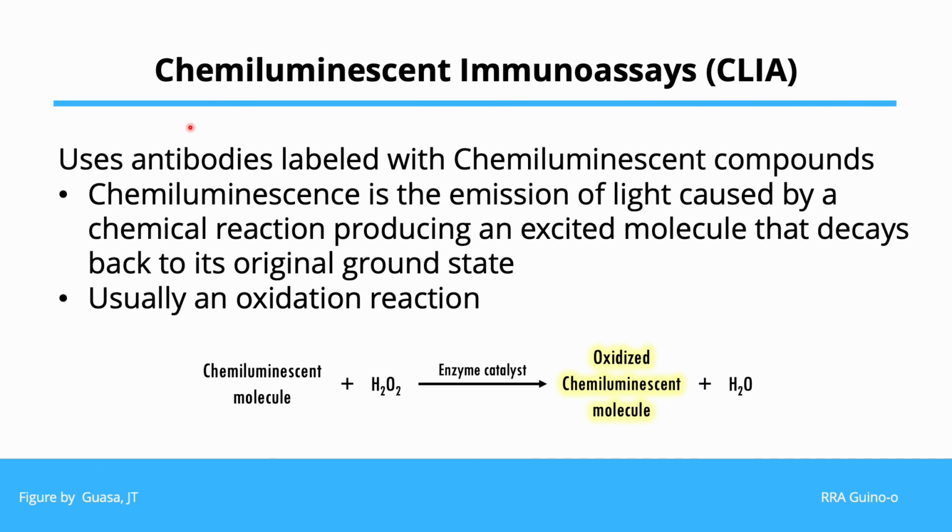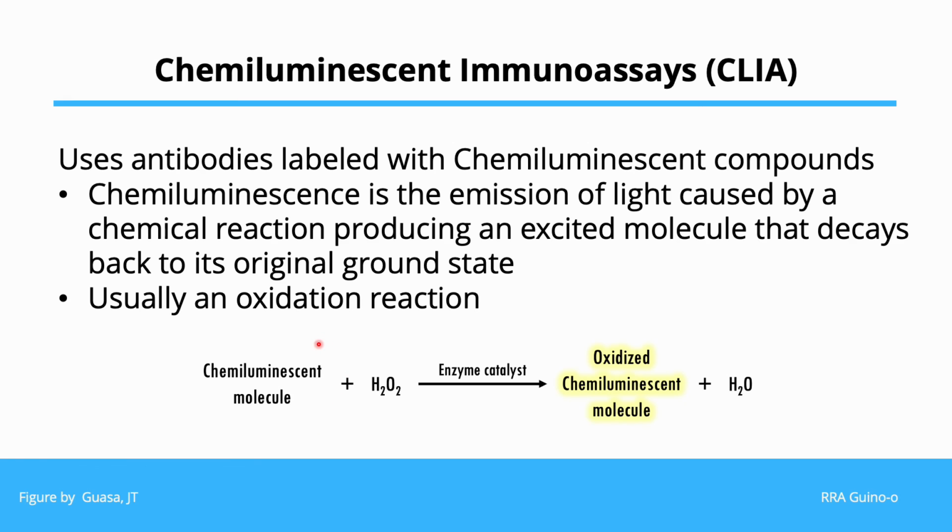The last type of immunoassay we will be discussing today is the Chemiluminescent Immunoassay, or CLIA. As its name suggests, this uses antibodies that are labeled with chemiluminescent compounds. Now, chemiluminescence is the emission of light caused by a chemical reaction producing an excited molecule that decays back to its original state. The most common reaction being used by chemiluminescent molecules is an oxidation reaction, and here we have an example of one such reaction.